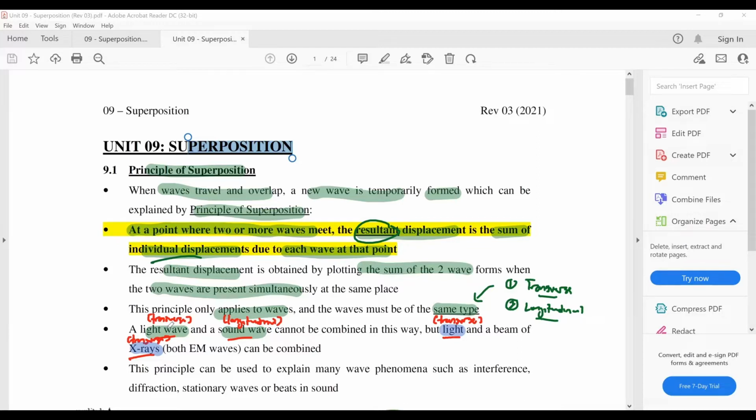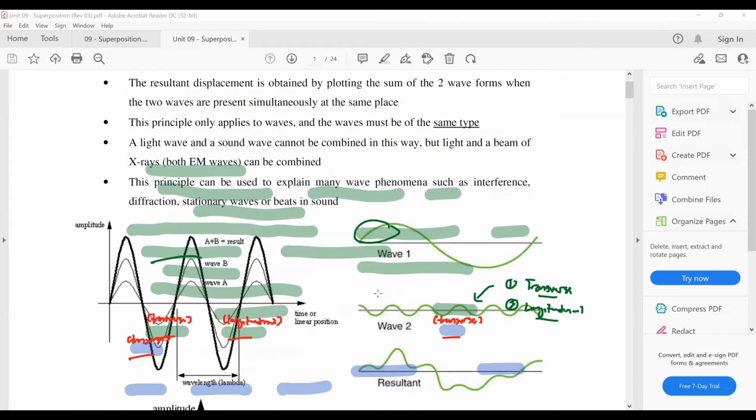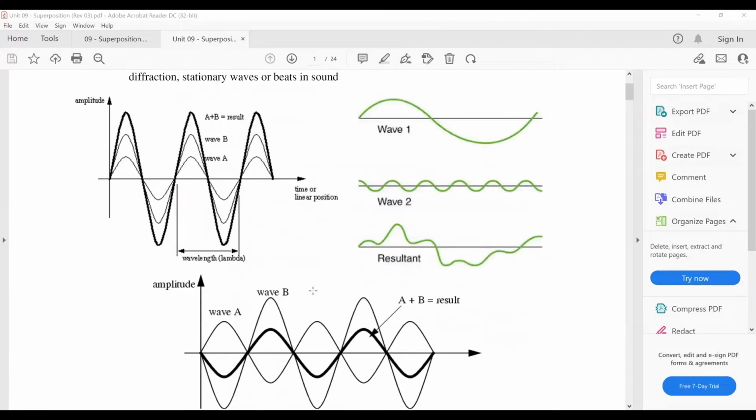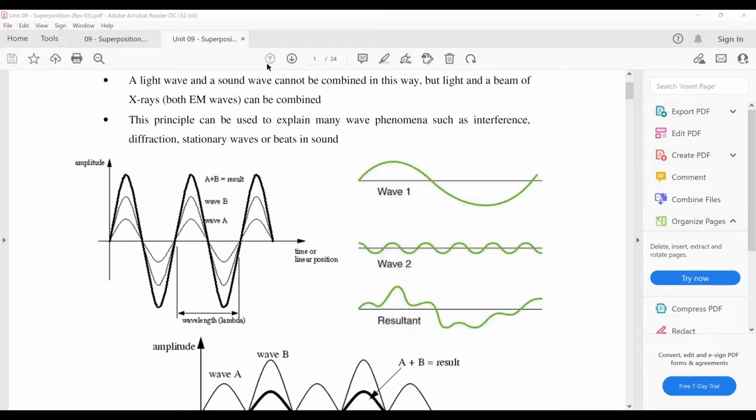All right. Okay, so principle of superposition is actually used to explain many wave phenomena, such as interference, diffraction, stationary waves, or even beats in sound. Okay, this will be the later part. Okay, now, just like I mentioned to you that when waves meet, they will combine together to form a new wave. This diagram here basically shows you that. So if, as I say, I have wave A, which is this one, and then I have wave B, which is this one, they will combine together to give me a new wave, which is this one.